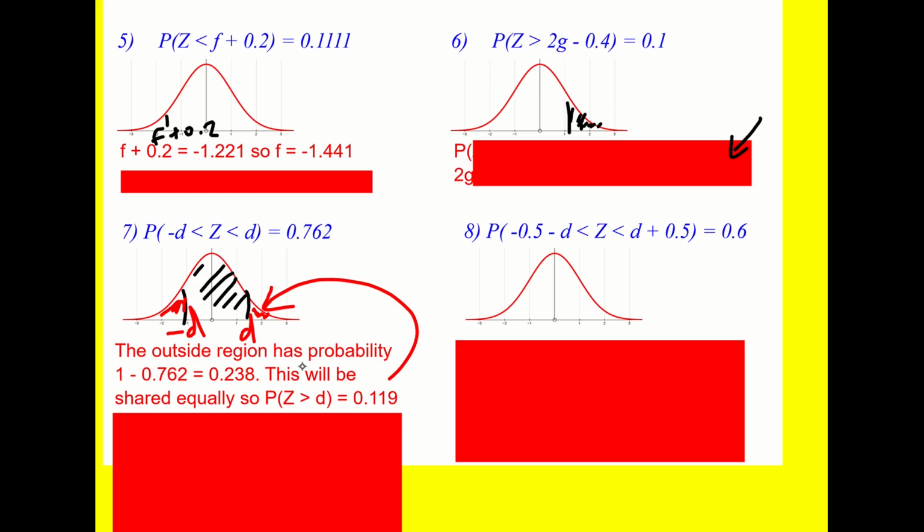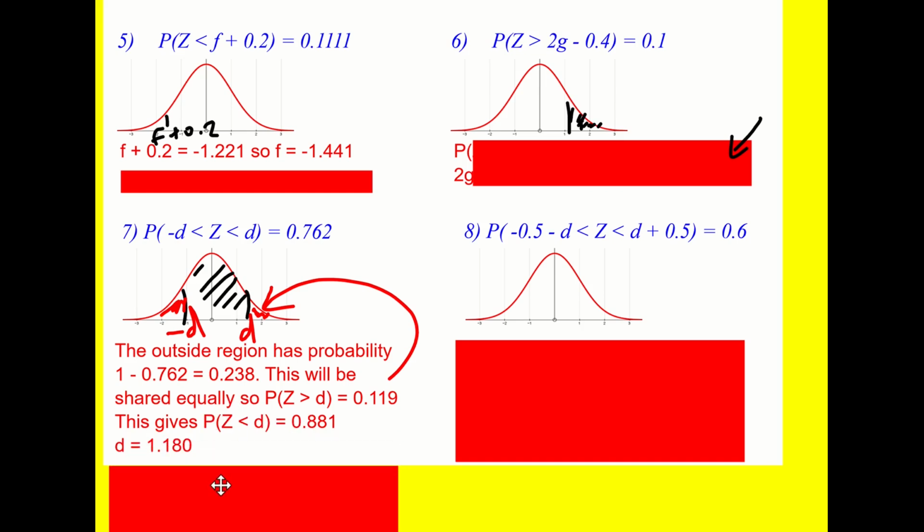I've turned it into an equation we've already seen. The reason I've made it greater than D rather than less than minus D is that I think less than minus D is a bit confusing. You'll solve for minus D and then you'll have to rearrange it. You can do that, but I'm going to go with this. And then I'm going to do my normal thing, do 1 minus 0.119, get Z is less than D, and then we're there. Okay, we can just put that in and then we'll get 1.180. Hopefully you're happy with that.